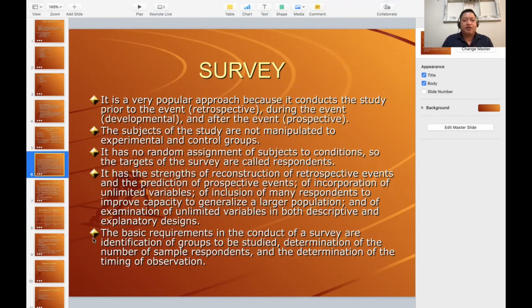Finally here, the basic requirements in the conduct of a survey are identification of groups to be studied, determination of the number of sample respondents, and the determination of the timing of observation. So this is about the method of your sample respondents and how to go about your survey. Where do you go? Who? The place, the time, and the individuals. Okay? I will show you later in the actual thesis what should be included in chapter 3 under your methodology and using a survey method.